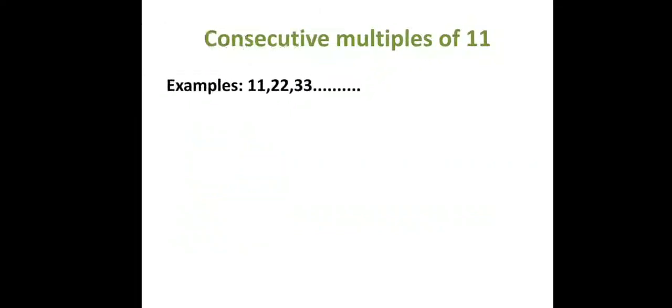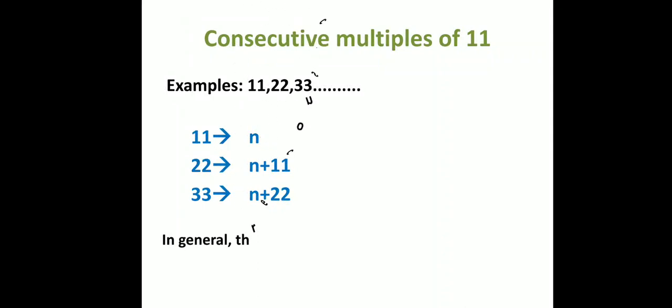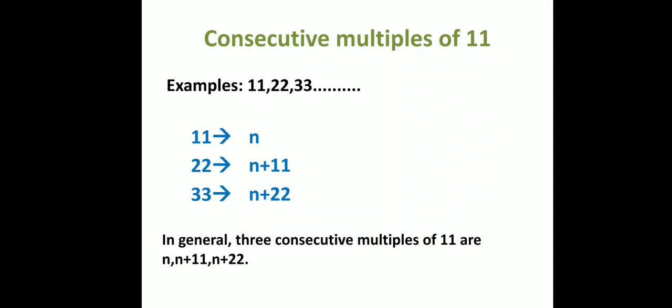Consecutive multiples of 11. Examples of consecutive multiples of 11 are 11, 22, 33, 44, 55, 66 and so on. Here you can see that the second consecutive multiple of 11 is more than the first one by 11, and the third consecutive multiple of 11 is more than the first one by 22. So in general we can say that the three consecutive multiples of 11 are n, n plus 11 and n plus 22. Now we will try one sum related to it.